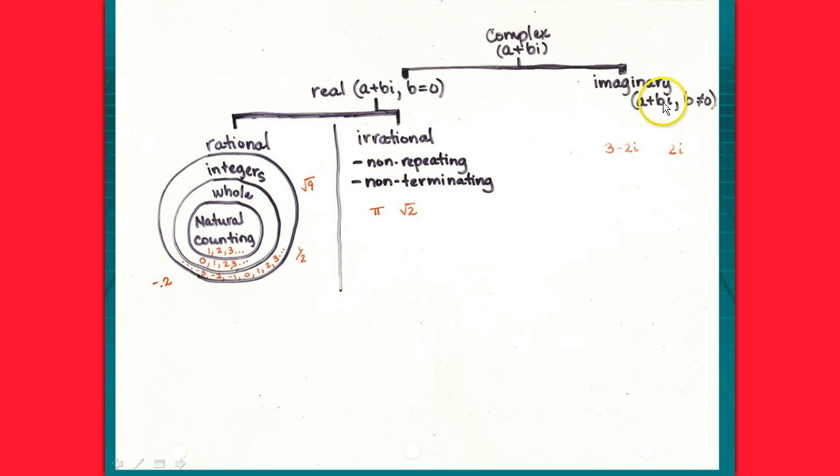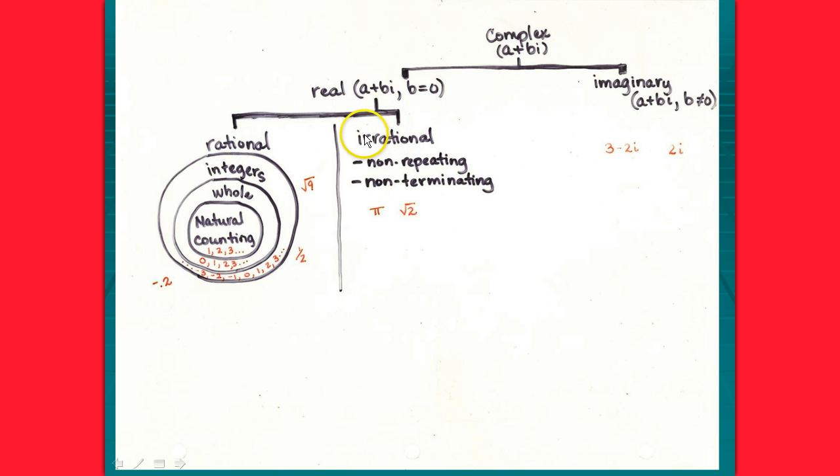So, for instance, if b was negative 2, I'm going to get something like 3 minus 2i. Or if it was positive 2, I might get something like 0 plus 2i, or just a positive 2i. If, however, that b value is 0, that imaginary component drops out, leaving me with just a real number. Now, real numbers can be subdivided into rational and irrational numbers.